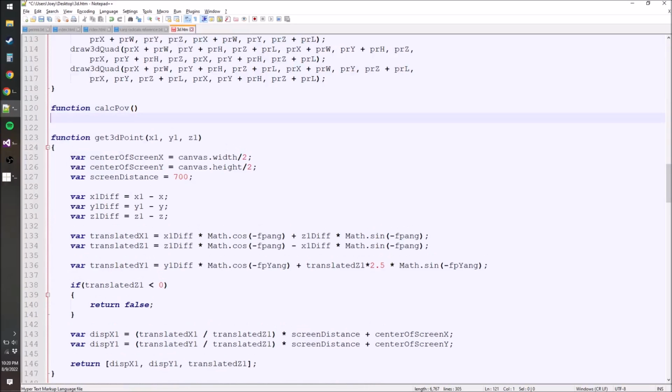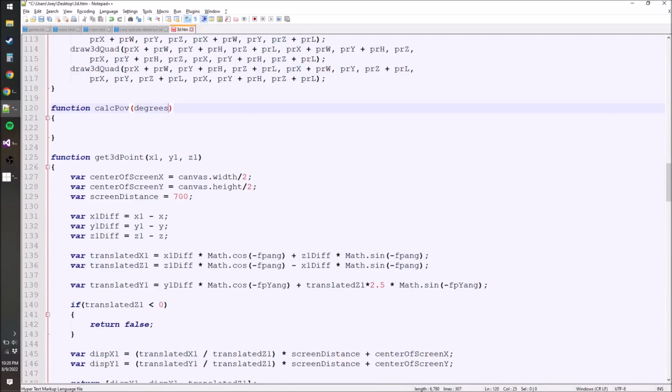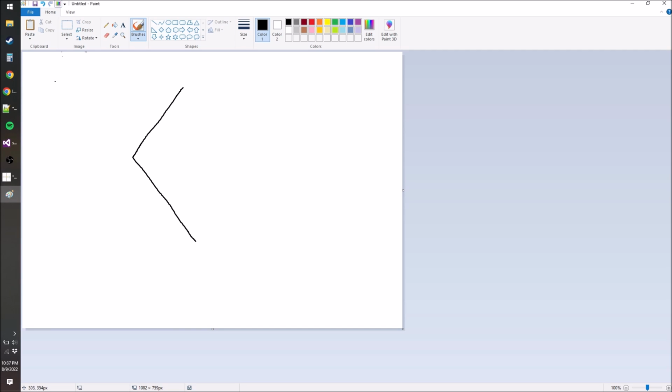Calc point of view. And we're gonna give it the degrees of the point of view. So let's pretend we have a top-down view, and this is our character's field of view from above, and this green line over here represents the screen in terms of width. So the green line is the canvas width. If we take half of that, then this right here is canvas width divided by 2, which we could call HW so that I don't have to write that. And the variable that we're trying to figure out is this blue line right here, which is our screen distance.